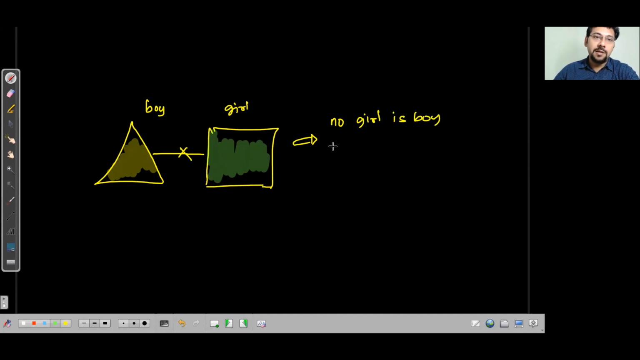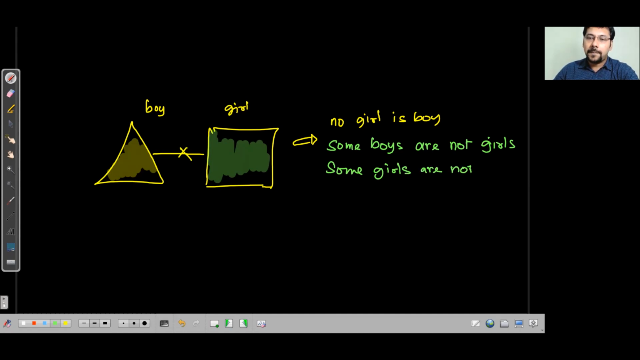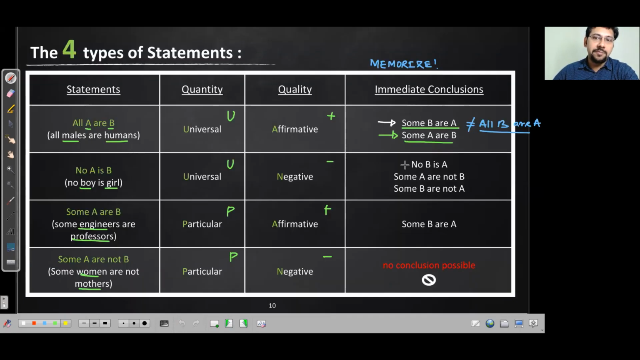I can also say some of the boys don't intersect girls. Let's not take it literally, but just as a set: even a whole universal set of boys is not intersecting girls, and a partial set of boys is also outside girls, or not intersecting girls. So some boys are not girls, and similarly some girls are not boys. These are the three things that we can immediately say. I've just written them in an algebraic form so that you can quickly mug them up.